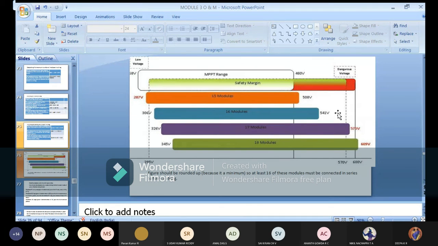So it says that figure should be rounded up because it is a minimum. So at least 16 of these modules must be connected in series to form a string. So from the figure you can easily determine, right? This is crossing 575 dangerous value, more than 570. Similarly, if you take 15 modules, it is going below the value because your expected minimum value is 294, but you're getting 287. So that's why 15 modules is crossed, 17 modules also crossed. 18, of course, you cannot think about it also. 16 is the minimum number of modules required to connect and form a string system.